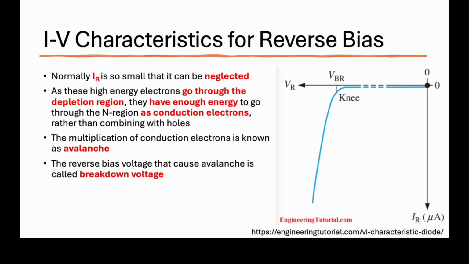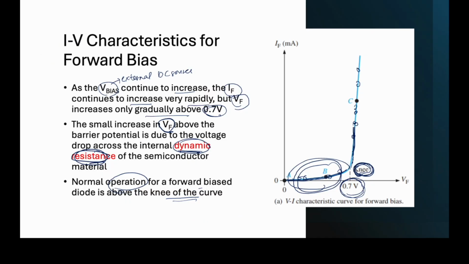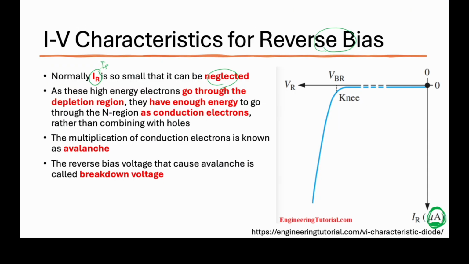Alright, so now let's look at the IV characteristic for reverse bias. Usually IR or IS is so small that it can be neglected. You can see here the range of the current that can be produced at the reverse bias is very small, around microampere, compared to the forward bias, where the value is around milliampere. So that's why it can almost be neglected.